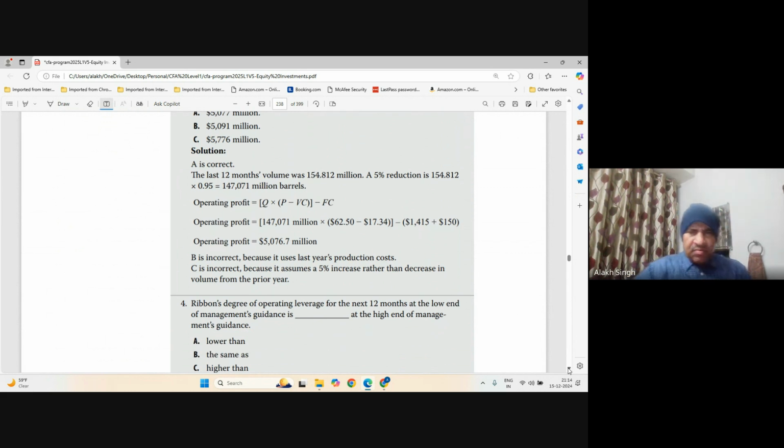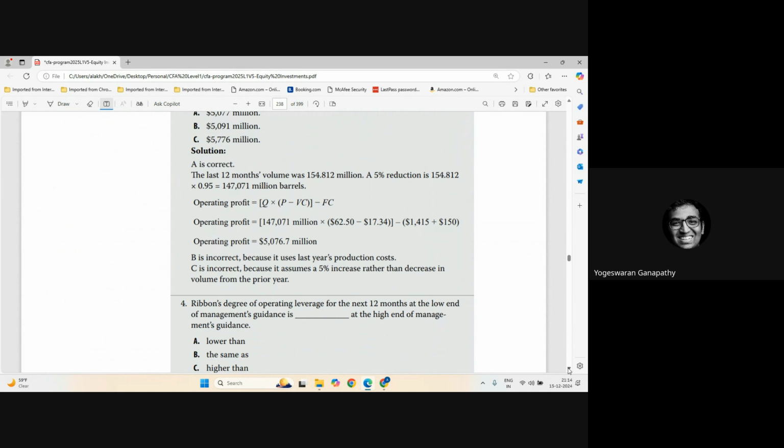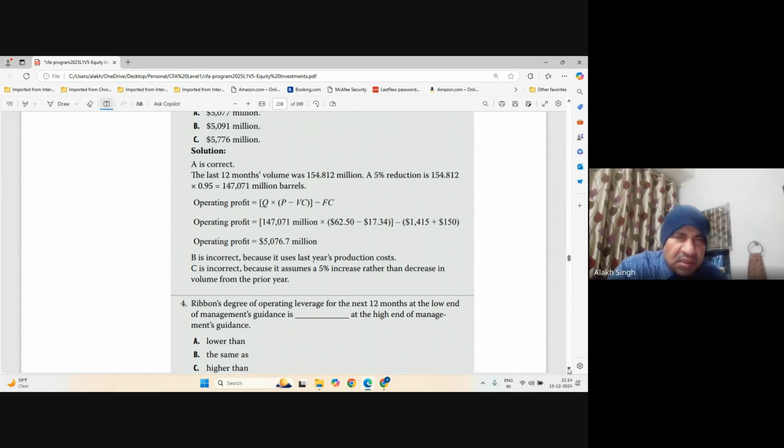Okay, question number 4. Ribbon's degree of operating leverage for the next 12 months at the low end of management's guidance is dash at the high end of management guidance. Operating leverage. Sure. Low end. So here the question. Why low end? Yes, sir. So Ribbon's degree of operating leverage for the next 12 months. Operating leverage, and we had said the percentage change in operating profit by the percentage change in sales, that was the operating leverage. No, degree of operating leverage. So management at the high end of management.